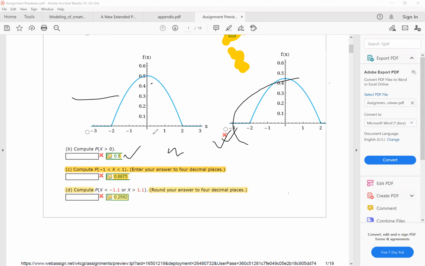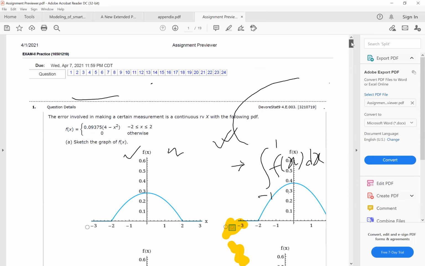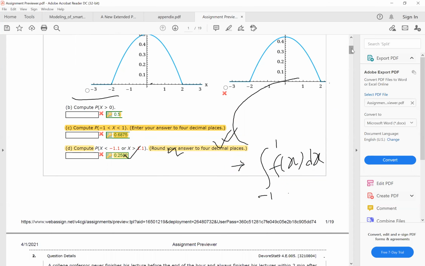Now you have to compute the probability from -1 to 1. Here you cannot directly find the answer, so you have to integrate. For part C, you have to integrate from -1 to 1 of f of x dx. The lower limit is -1 and the upper limit is 1, and both of the values are between -2 and 2. That means you have to integrate the f of x function from -1 to 1. And f of x is 0.09375 times (4 minus x squared) dx.